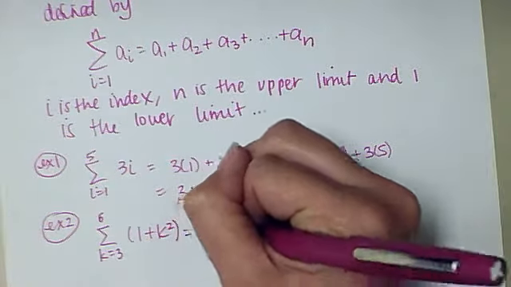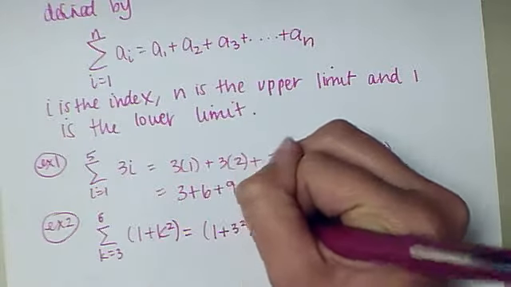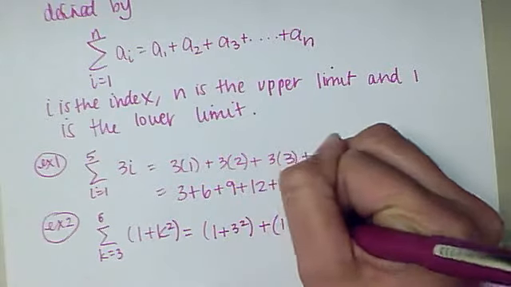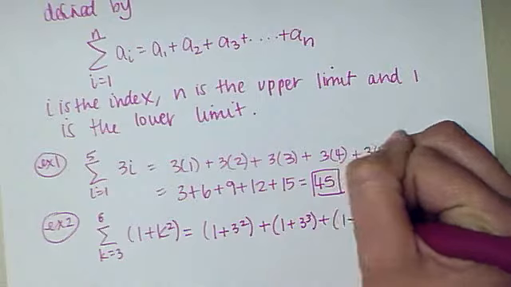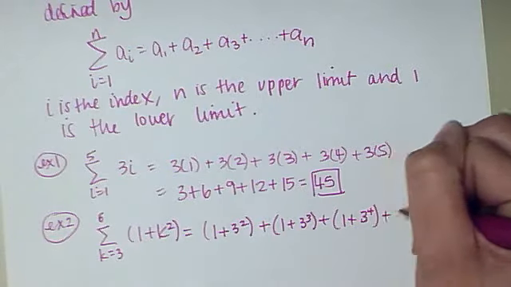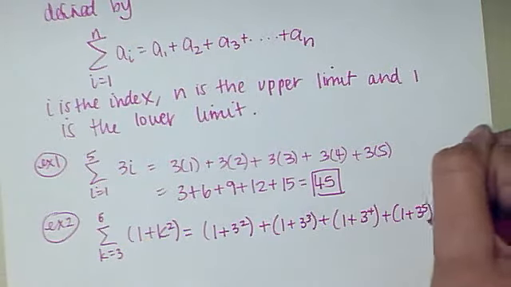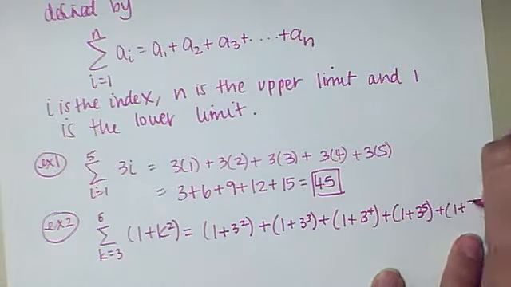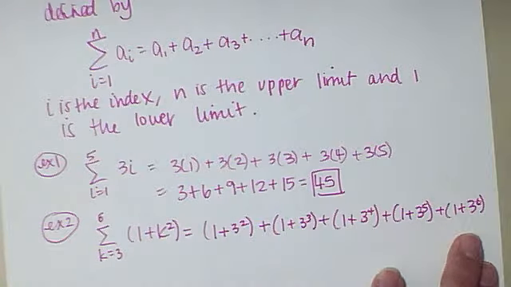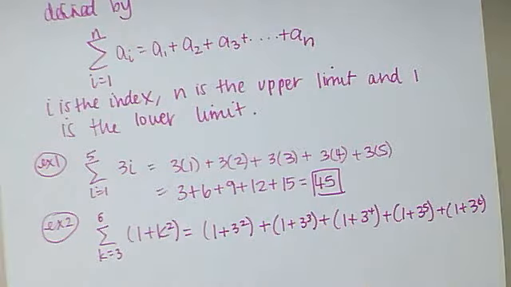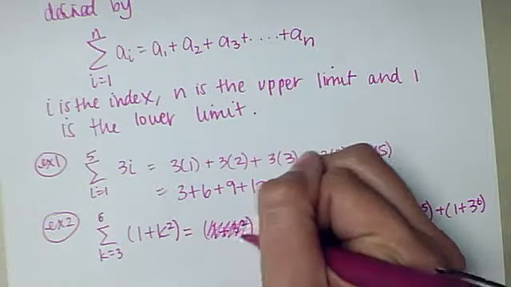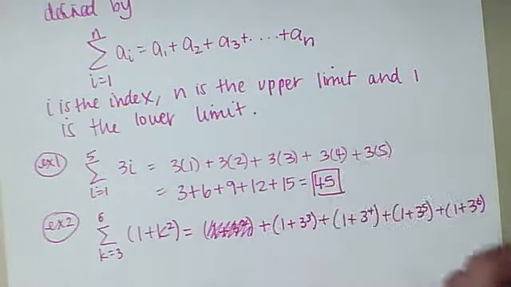So I'm going to start with 1 plus 3 squared plus 1 plus 3 cubed plus 1 plus 3 to the 4th plus 1 plus 3 to the 5th plus 1 plus 3 to the 6th. And I stop because my k is now equal to 6. And I want to sum those terms. Oh, I don't know why I started with 2. I should have started with 3. I'm sorry, guys. Oh, because I read the problem wrong.